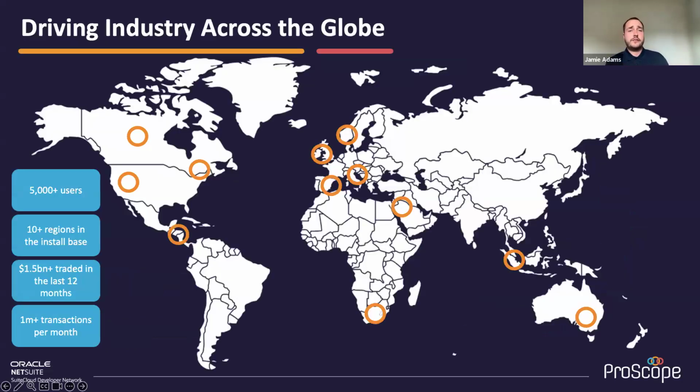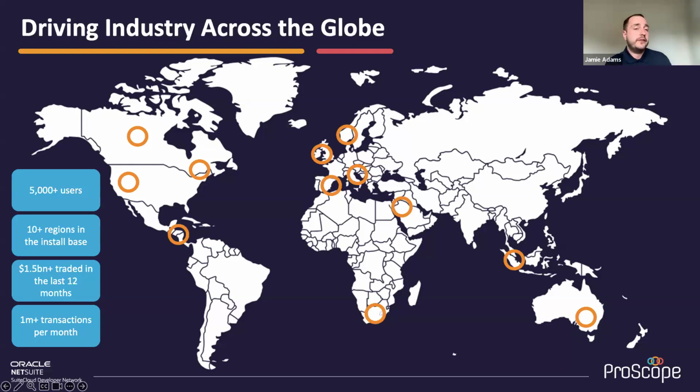So, as I mentioned, just to wrap up on who ProScope are and why we've got the credibility to speak about this: the platform itself has 5,000 plus users logging in. We're deployed in 10 regions. It's a true geographically agnostic platform. It's a global solution. So it doesn't matter if you're operating here in the UK, in the UAE, or in the US. The platform's built and designed for a global audience. And a lot of our customers operate across regions and across geographies as well.